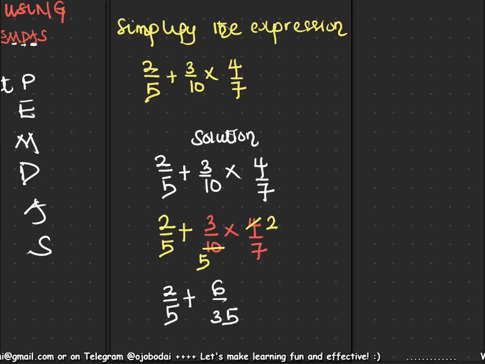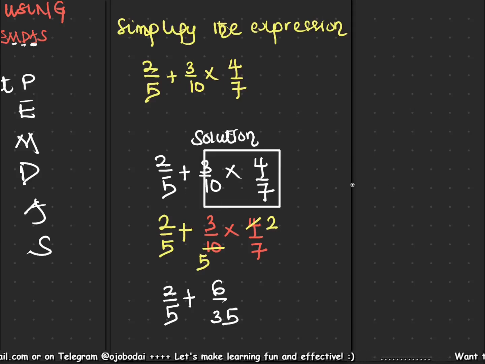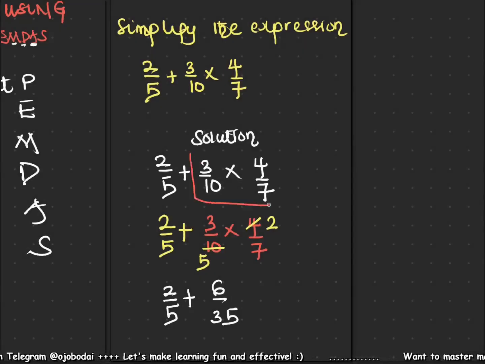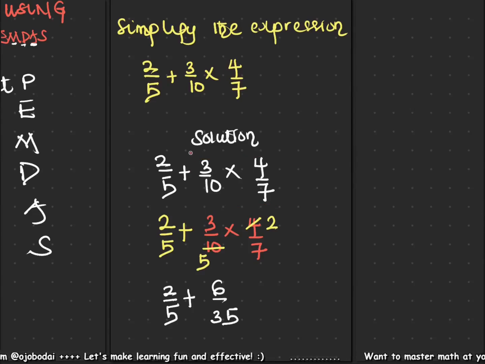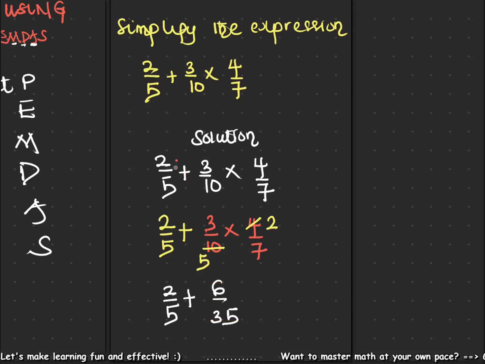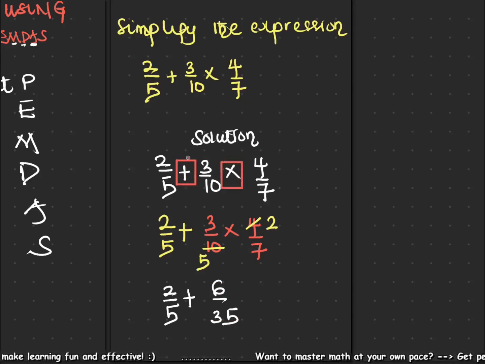So we are done with what? The first part of our question. As you can see, we have solved the part pertaining to the multiplication, and this is the answer it gives us. Now we have reduced the signs. Instead of addition and multiplication, we have evaluated one of them and we are left with only addition. You see, and we can work that straightforward. So now we have 2 over 5 plus 6 over what? 35. That is what we want to solve now.